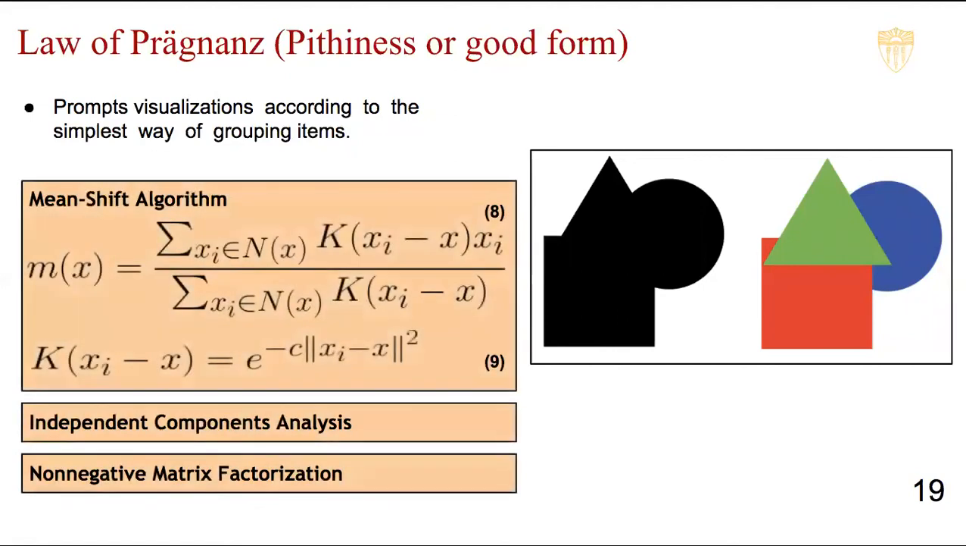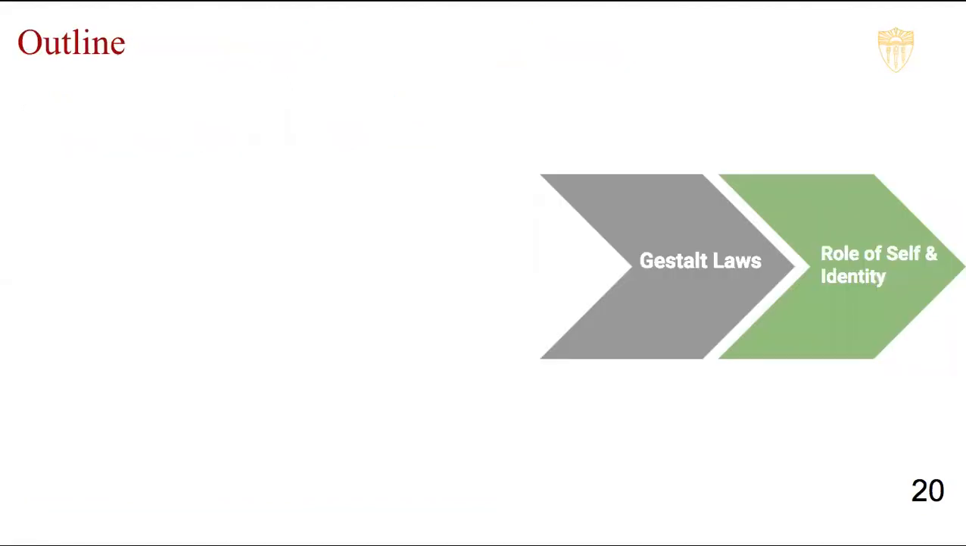A potential resolution is an iterative method such as mean shift clustering. Additionally, we can use dimensionality reduction methods such as independent component analysis and non-negative matrix factorization. Lastly, the role of self and identity.